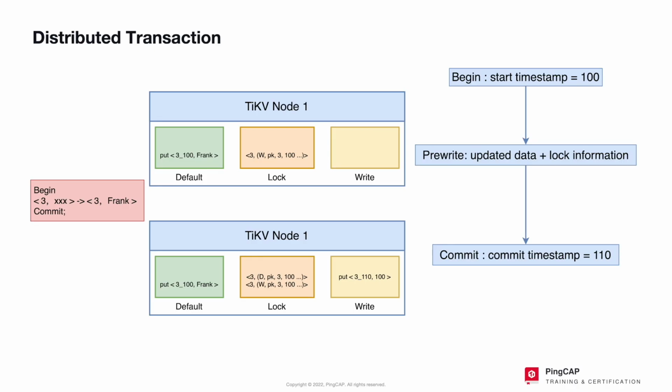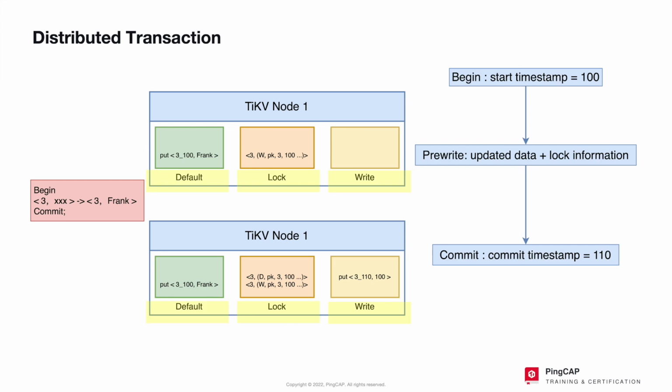Let's take a look at an example. The entire database needs to have a globally unique and monotonically incrementing timestamp that identifies the start time of the transaction, and a commit timestamp which documents when the transaction was made permanent in the database. The timestamps are provided by the PD.